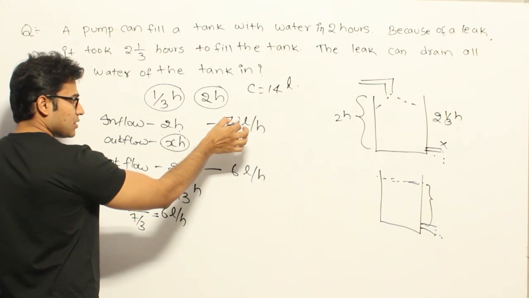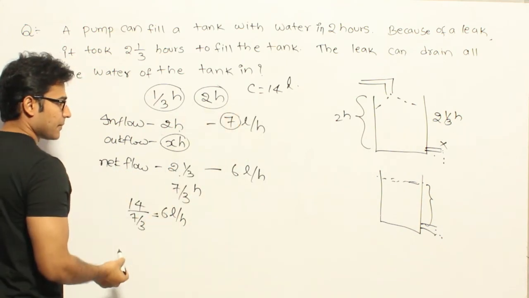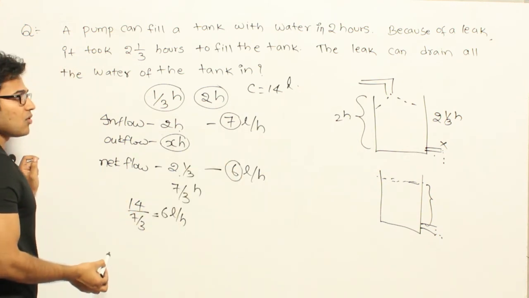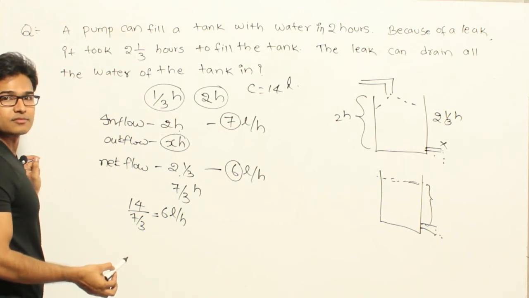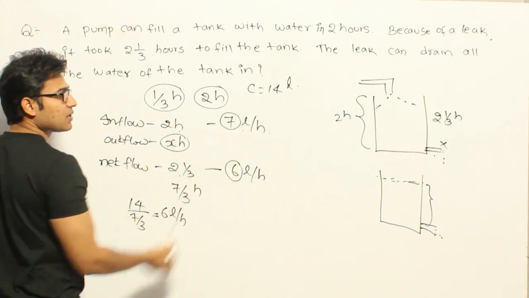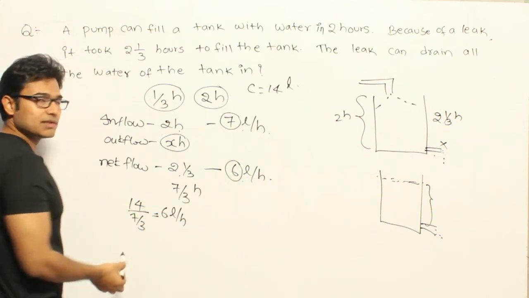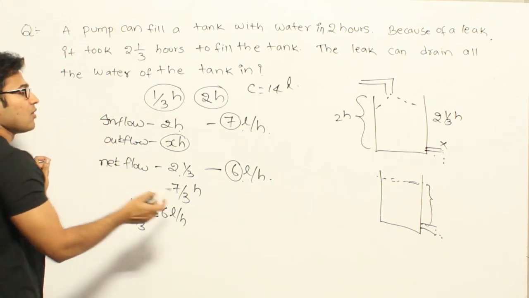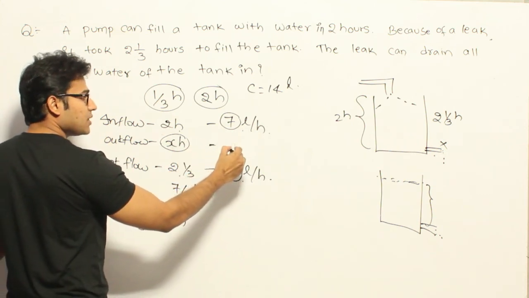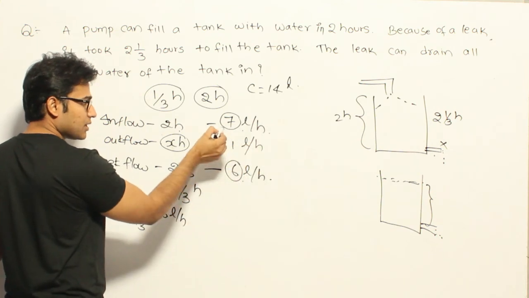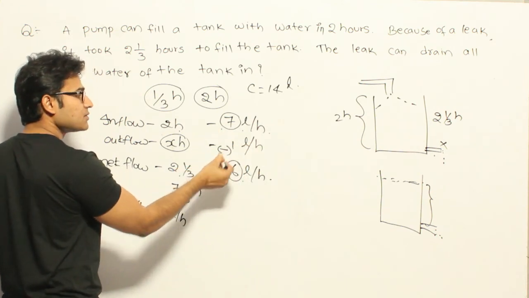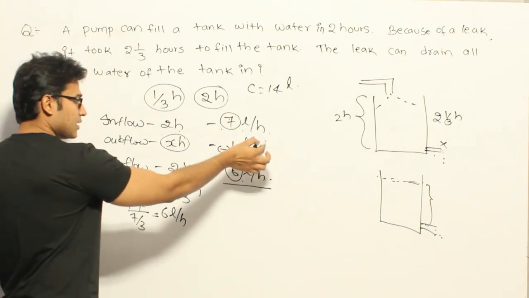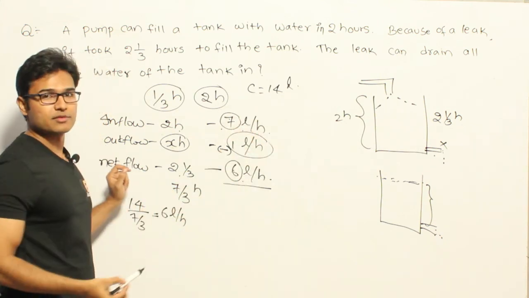Our inflow tap is able to fill the tank at 7 liters per hour, and when I open the leak, we are only getting 6 liters per hour. So in 1 hour we are missing out on 1 liter, isn't it? In 1 hour we should be getting 7 liters, but in 1 hour we are getting only 6 liters. Now what happened to the remaining 1 liter? That is getting escaped, right? Now that is why the outflow must be 1 liter per hour, right? If you assume that this is the inflow, this should be minus outflow. Therefore this is the net flow. 7 minus 1 is 6. Therefore we got that the outflow is 1 liter per hour, right?